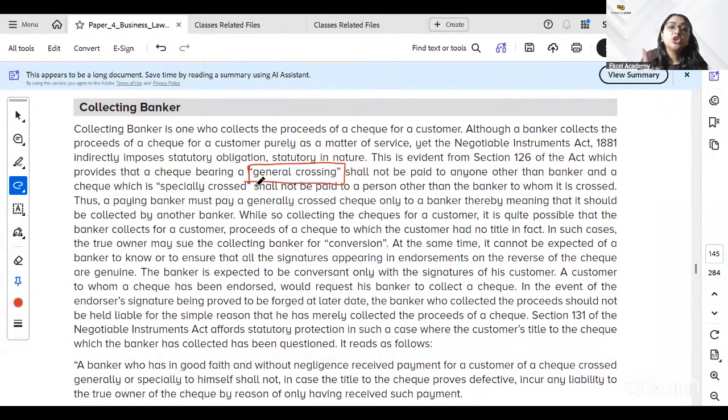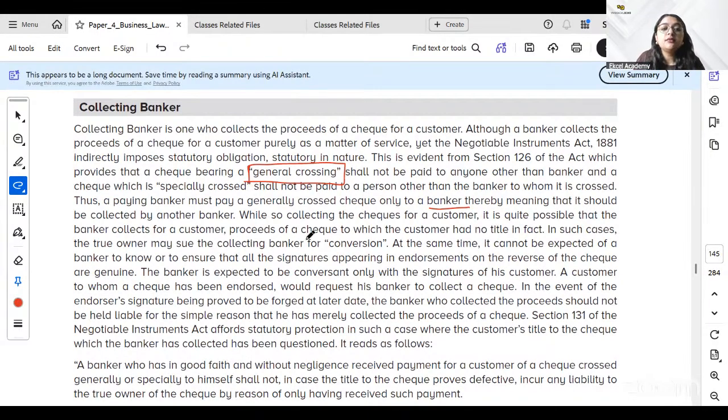What does general crossing say? You will not pay it over the counter. In addition to that, if it's a special crossing, you will not pay it over the counter and you will pay it only to the bank whose name is mentioned in the special crossing. Thus a paying banker must pay a generally crossed check only to a banker and a specially crossed check only to the specific banker.